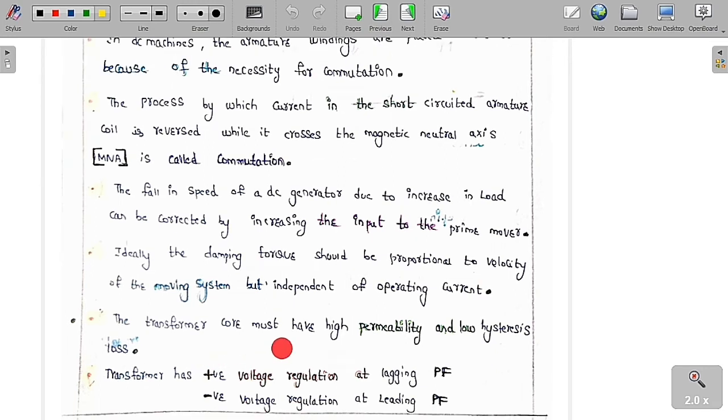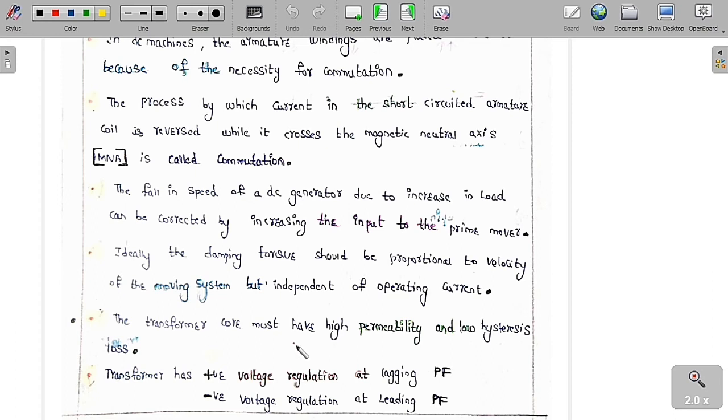Transformer core must have high permeability and low hysteresis losses. I have already told you the transformer core should have a huge amount of permeability, so its reluctance will decrease. So more flux, because flux always tries to go into a region where the reluctance is lesser. Low hysteresis loss means the iron loss also decreases, because iron loss is the summation of hysteresis loss and eddy current losses. So we need a core which has high magnetic permeability and low hysteresis losses.